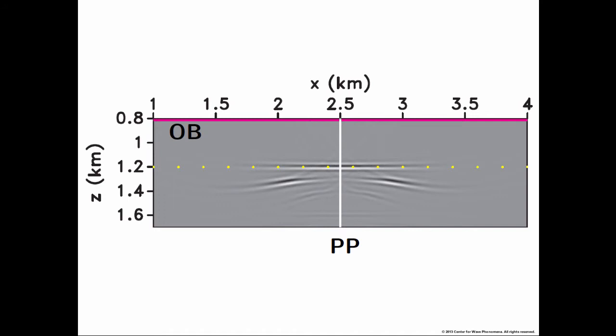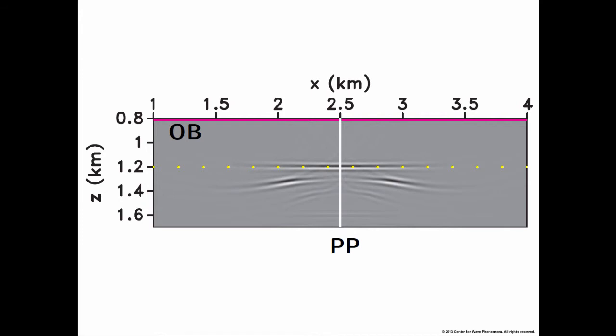One thing about the artifacts is that most of them are spatially inconsistent from shot to shot. That means if we move the shots horizontally, the artifacts will not stay in the same location. But the true events will stay at the same location, vertically. So this gives us an idea.